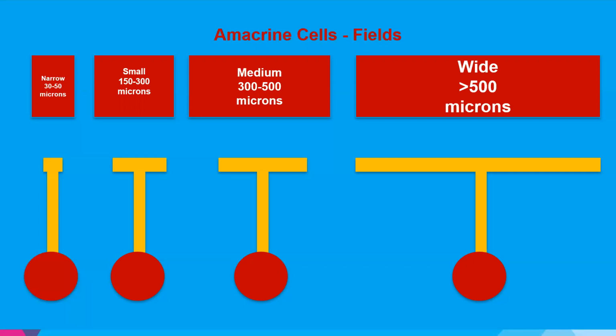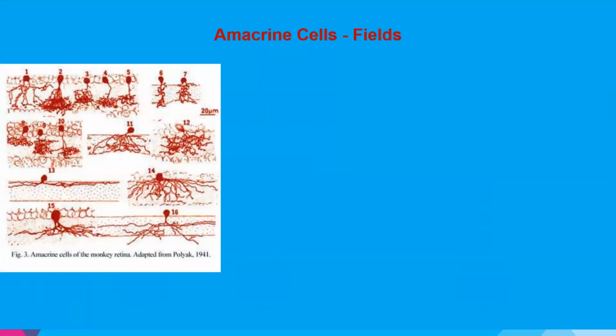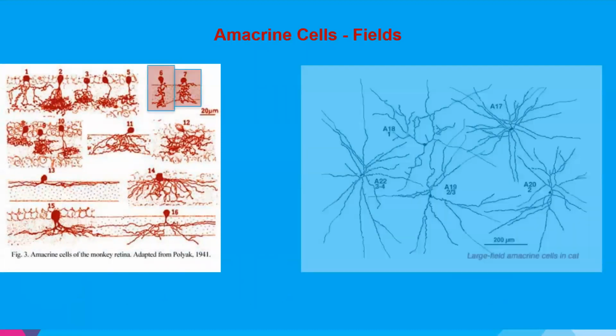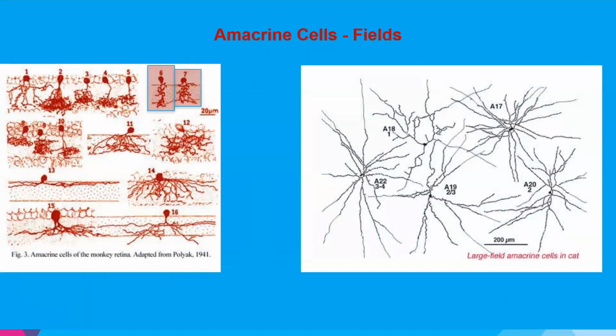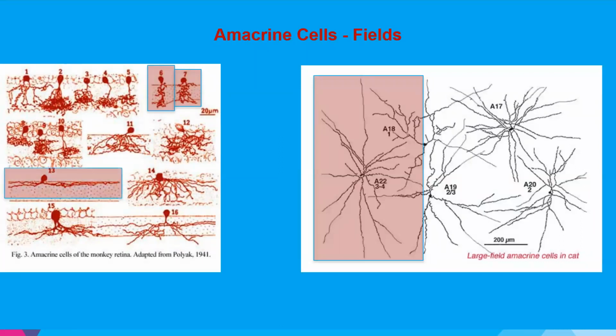500 microns is massive, right? I mean, 500 microns is basically half a millimeter. That's pretty huge for a cell. So these are the types of things you should keep in mind. Let me show you an example. Here are some monkey retina amacrine cells, and you can see here's one that's really small, and then here are some in a cat. These are really wide, the large fields, because they spread out really far. So this is pretty easy to understand, right? And this corresponds to this one if you look at it from top down on the right, and then you can see it in cross section here on the left.